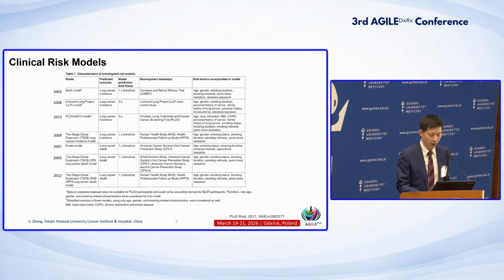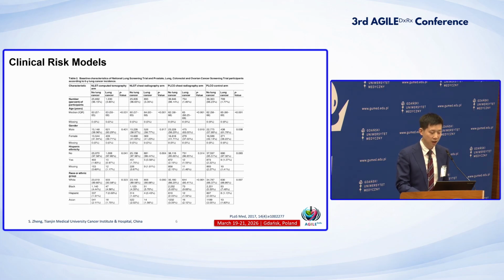These models aimed to predict 1 to 6 year lung cancer incidence probability, or the lung cancer death probability. And you can see the risk factors incorporated in the models. At the early stage, they mainly considered age and smoking-related variables. Later, models like PLCO incorporated more clinical variables like education, BMI, COPD, or cancer history.